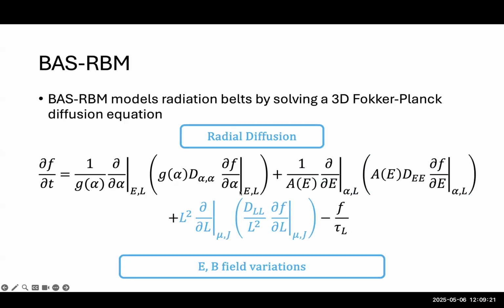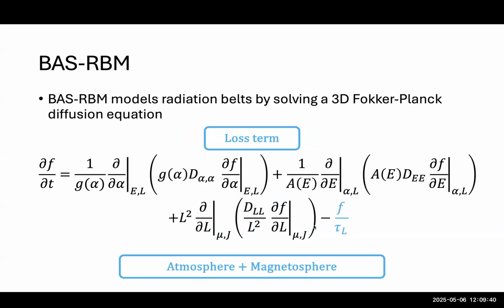And this radial diffusion term shows the diffusion of particles in and out, or well, radially in the radiation belts. And then finally, we have this loss term, which is the loss of particles to the Earth's atmosphere. So when they precipitate out, or when they escape out into the magnetosphere.